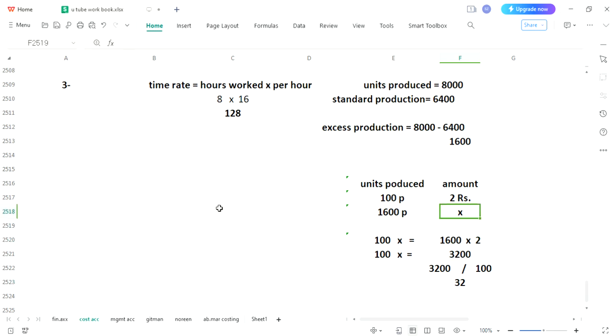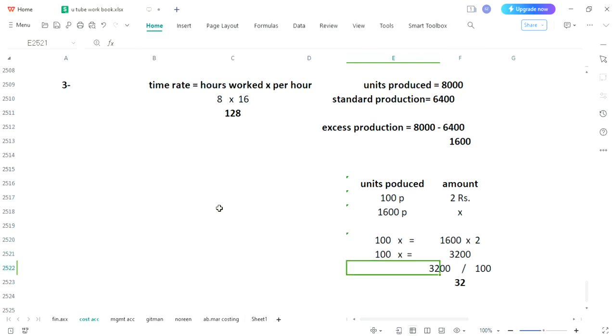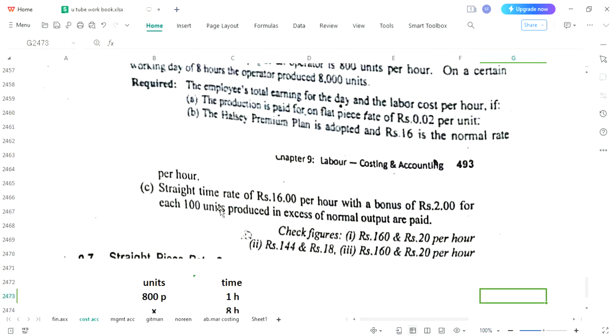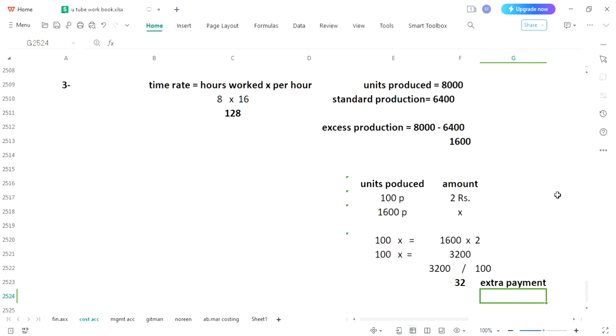With the simple unitary method we have calculated our amount. This is what? 32 extra payment. The method was described in the question. Let me show you again. For every 100 units produced, 2 rupees would be given. We have put it over here and calculated the extra amount, which is 32.